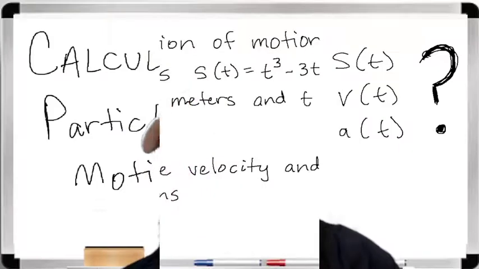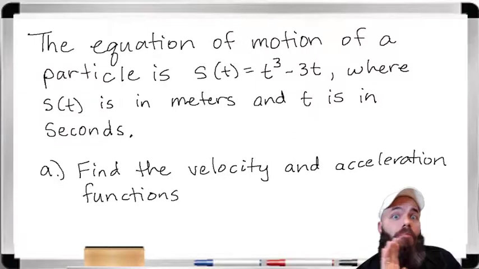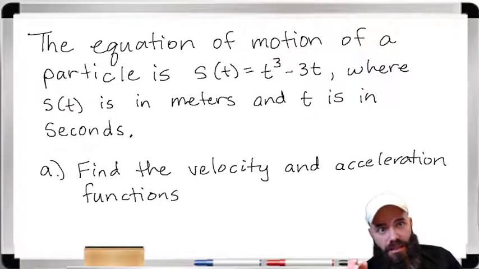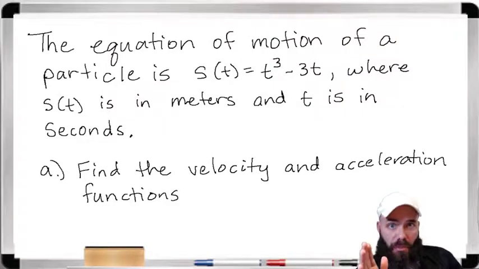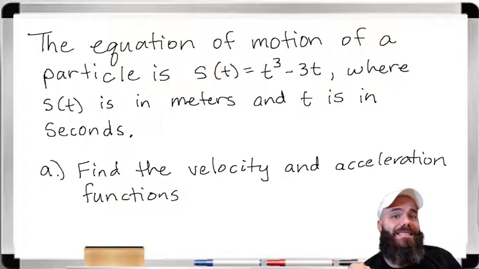All right, so the question reads, we have the equation of motion of some particle: S of t is equal to t to the third minus 3t. And it tells us that S of t, which is the position, is in meters, and t is in seconds. So let's just talk about this function and what it represents.